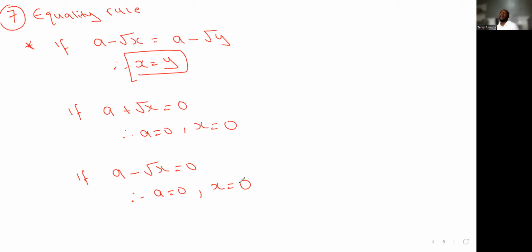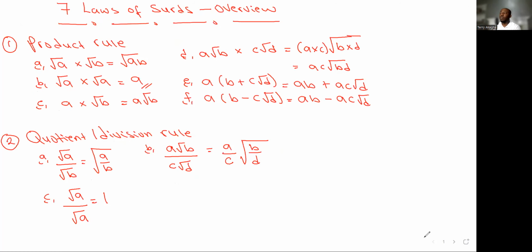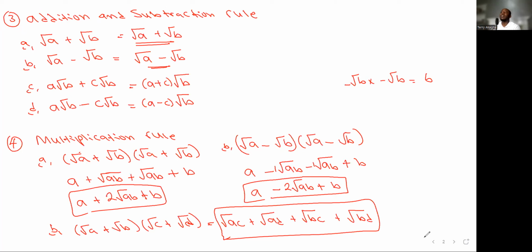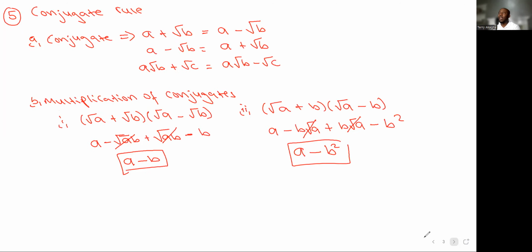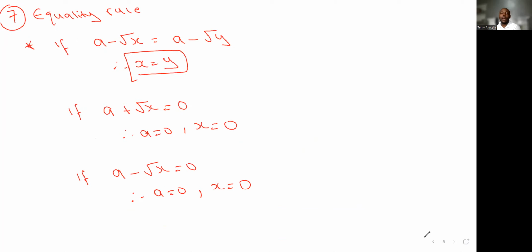Now, I know this was a long video. I just wanted to put all the rules together so that it will be easy for you to revise. So these are the 7 rules: the product, the quotient, the addition and subtraction, the multiplication, the conjugate, rationalizing, and the equality. I'm going to go straight to the next video.